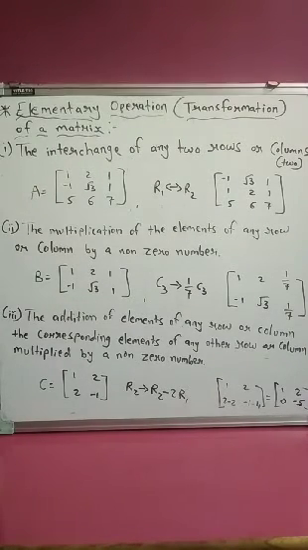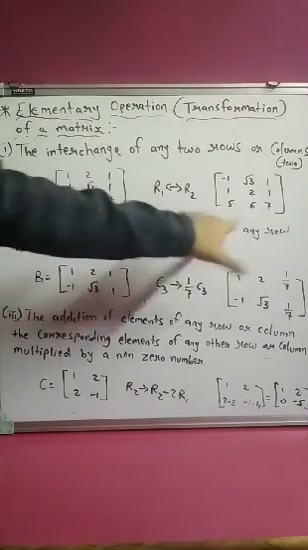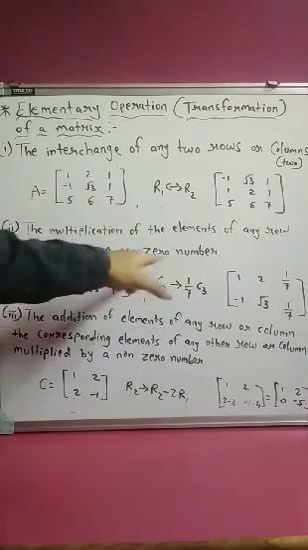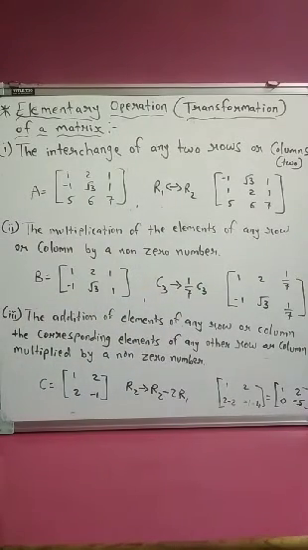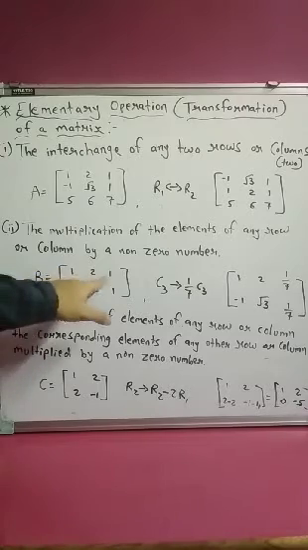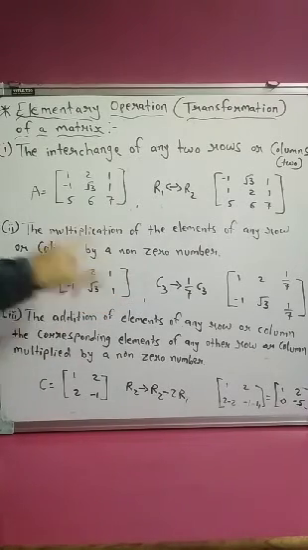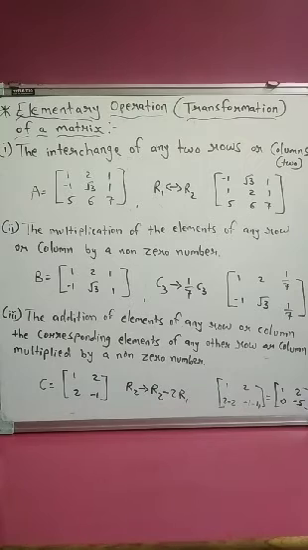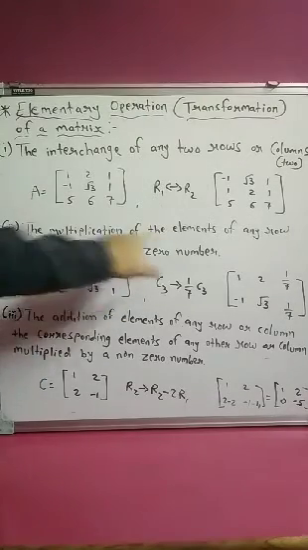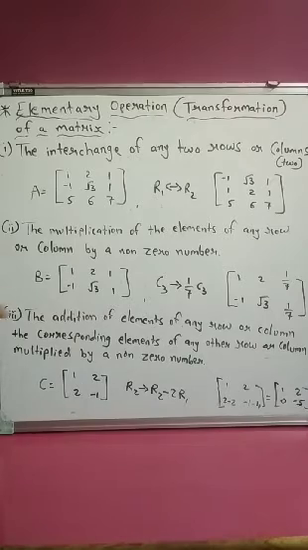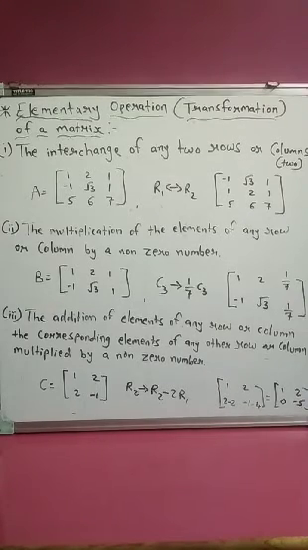Now the second point, that is the multiplication of the elements of any row or column by a non-zero number. Suppose you want to multiply all the elements of any row. If you want to multiply this row 1 2 and 1, this first row, by any number, but that number should be non-zero. So here suppose you want to multiply row 1 with any non-zero number, then you can multiply. Now let us take an example.